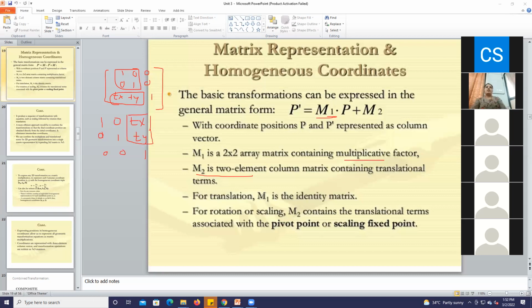ट्रान्सलेशन साठी m1 ची व्हॅल्यू काय आहे? ऑलवेज आयडेंटिटी मॅट्रिक्स. ट्रान्सलेशन साठी m1 ची व्हॅल्यू ही ऑलवेज आयडेंटिटी मॅट्रिक्स आहे. फॉर रोटेशन स्केलिंग m2 इज हॅव्हिंग 0 व्हॅल्यूज. m2 मध्ये काय असणार आहे? पिवोट पॉइंट किंवा फिक्स पॉइंट असणार आहे, दॅट इज 0 0. कारण only for translation these elements are tx ty. Otherwise these elements will have value equal to 0 0. For rotation, reflection, shearing, scaling, all these things.